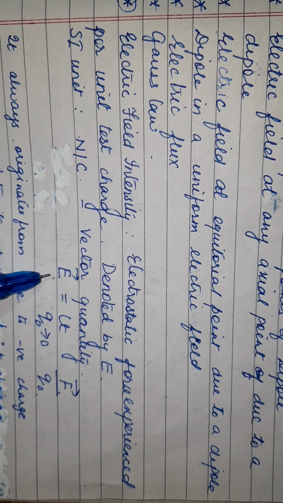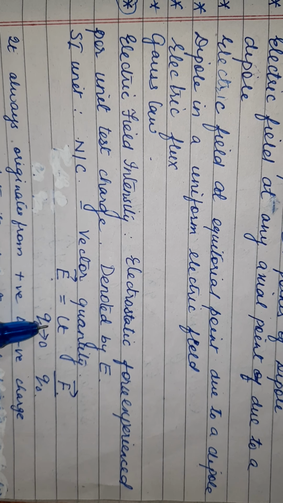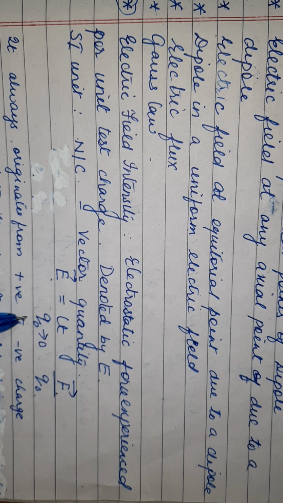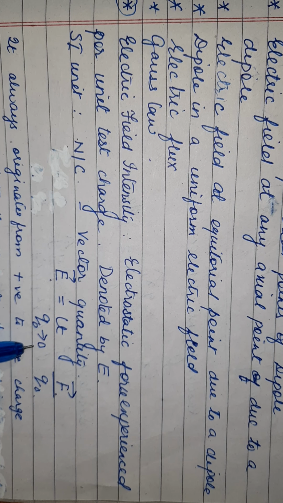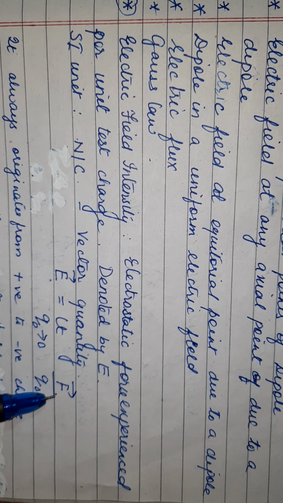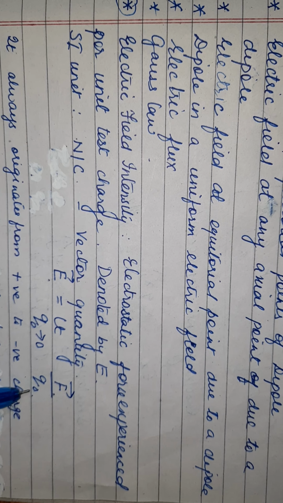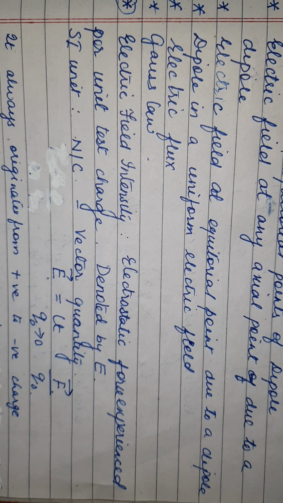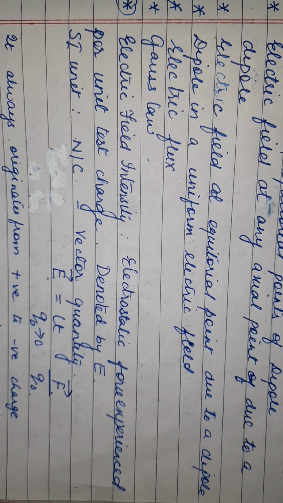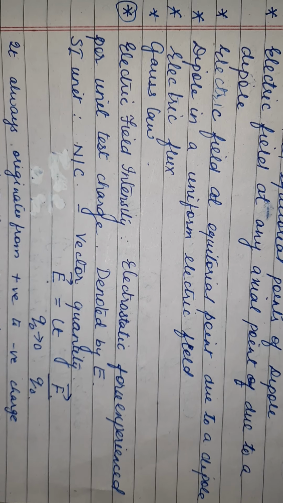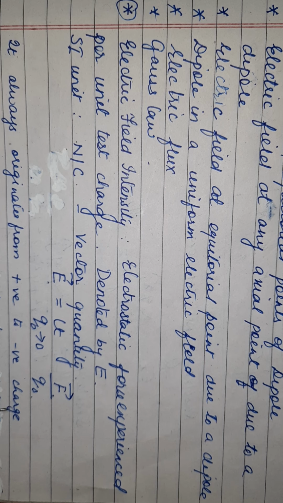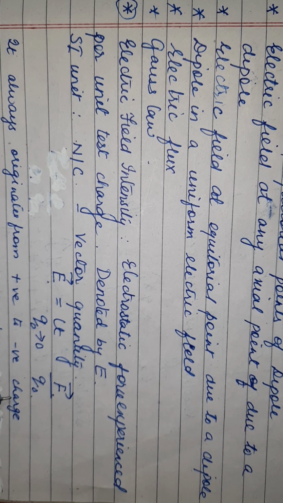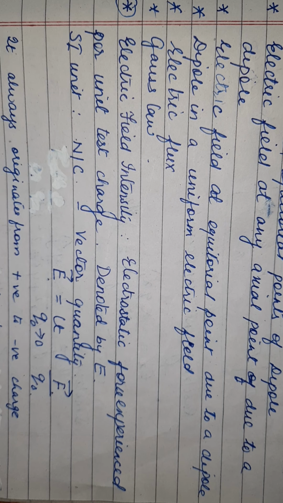Mathematically we will write it as vector E is equal to limit Q0 tending to 0 of the force experienced by the test charge divided by Q0. What is this Q0? Q0 is the test charge, a very small, vanishingly small test charge. This electric field intensity always originates from positive and goes to negative charge. And the SI unit is Newton per Coulomb.